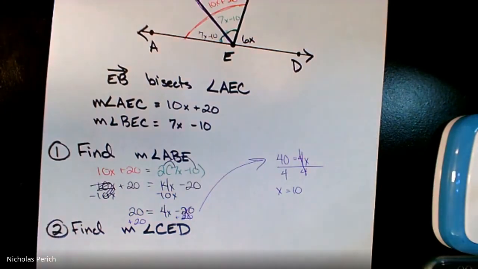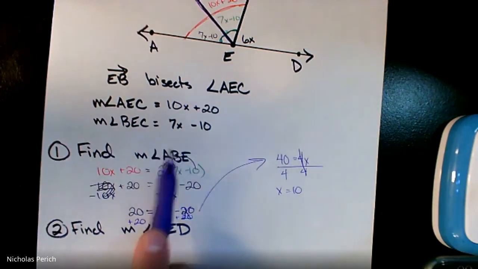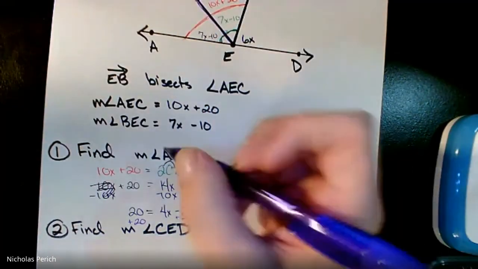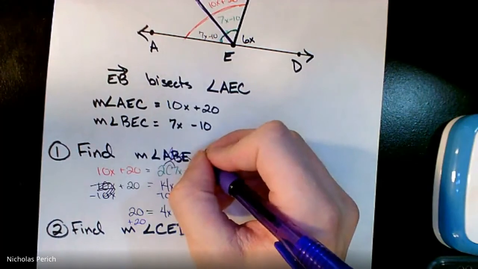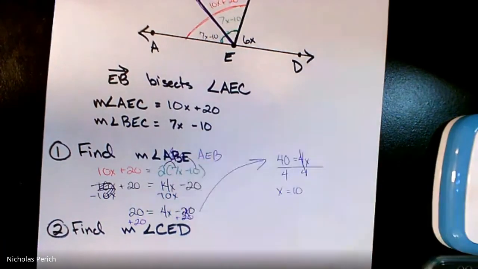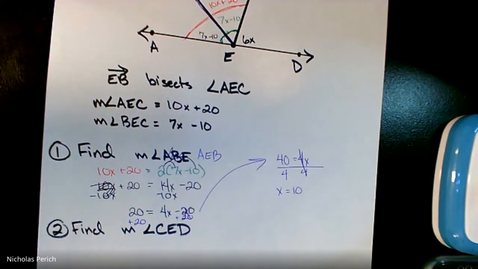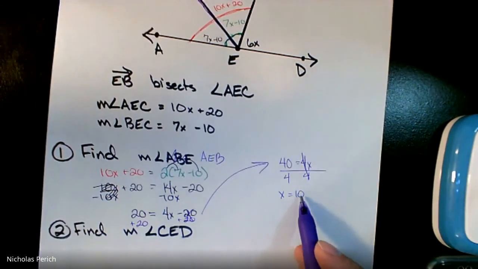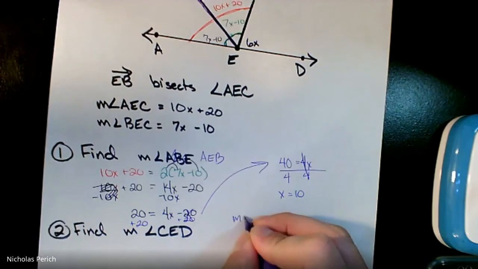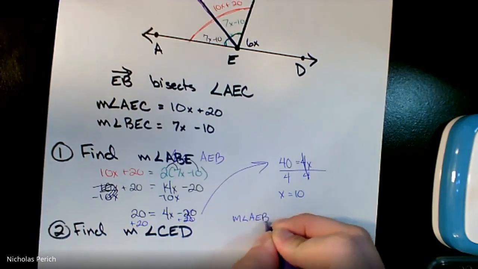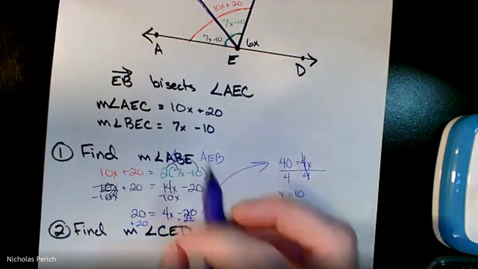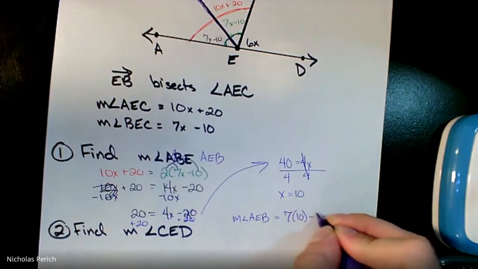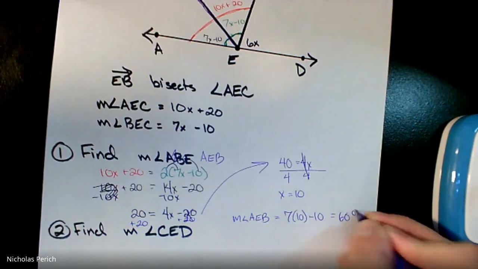So if x equals 10, and my job is to find out what ABE is, I know that it should be AEB. It should be AEB. Bad job by me. AEB is 7x minus 10. So if x is 10, then the measure of AEB is going to be 7x minus 10, or 7 times 10 minus 10, which is 60 degrees.